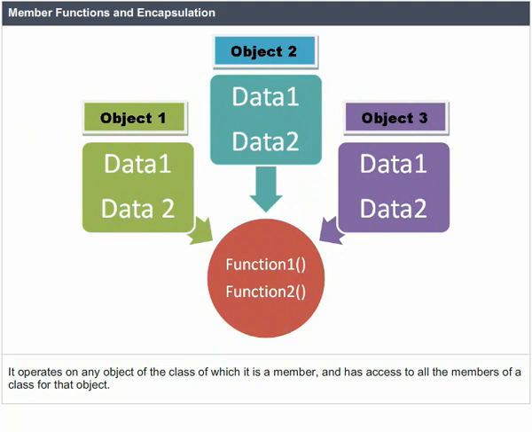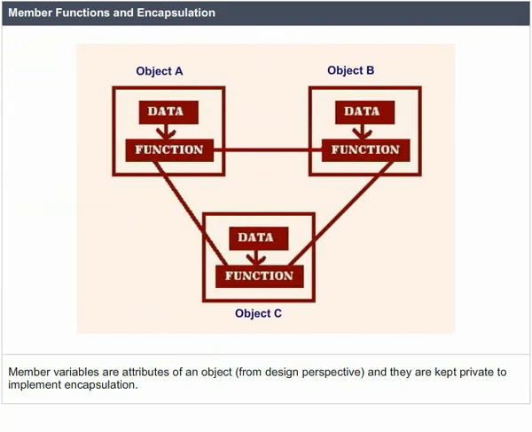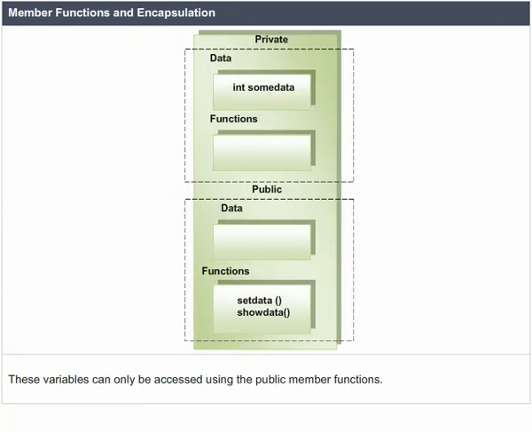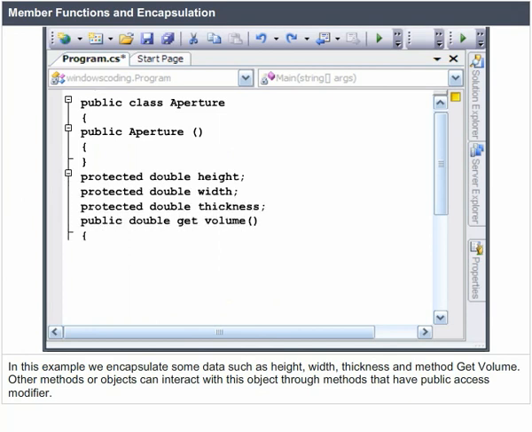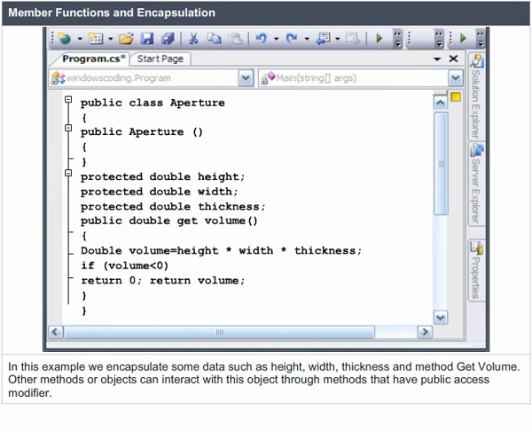Member variables are attributes of an object from a design perspective, and they are kept private to implement encapsulation. These variables can only be accessed using the public member functions. In this example, we encapsulate some data such as height, width, thickness, and the method getVolume. Other methods or objects can interact with this object through methods that have public access modifier.